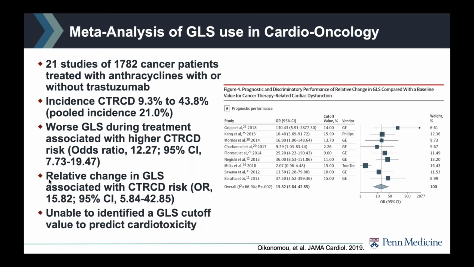A more recent meta-analysis published in 2019 of 21 studies and more than 1,700 cancer patients, their incidence of CTRCD was between 9 and 44%. And what it showed is that worse GLS during treatment was associated with higher CTRCD risk, with odds ratios of more than 12. And also, relative change in GLS was associated with CTRCD risk, with an odds ratio of more than 15.8. However, they were unable to identify a GLS cutoff value to predict cardiotoxicity, given a different CTRCD definition and also some publication bias.